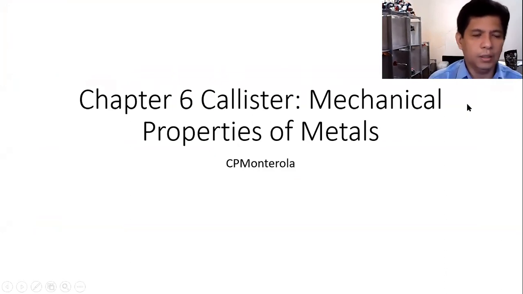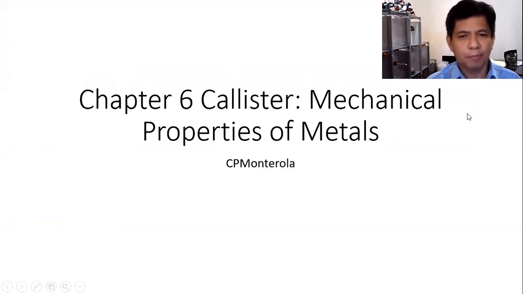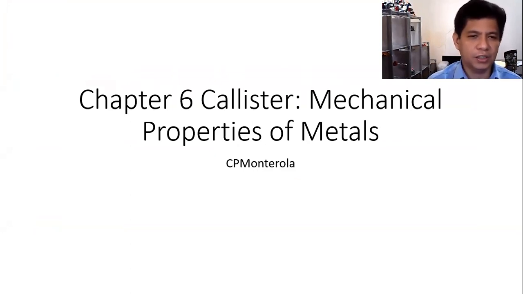Okay. So we're on chapter 6 still of Callister. The title of this particular chapter is Mechanical Properties of Metal. As I previously mentioned, we're going to review or discuss the engineering stress, engineering strain, and the modulus of elasticity in this particular video.